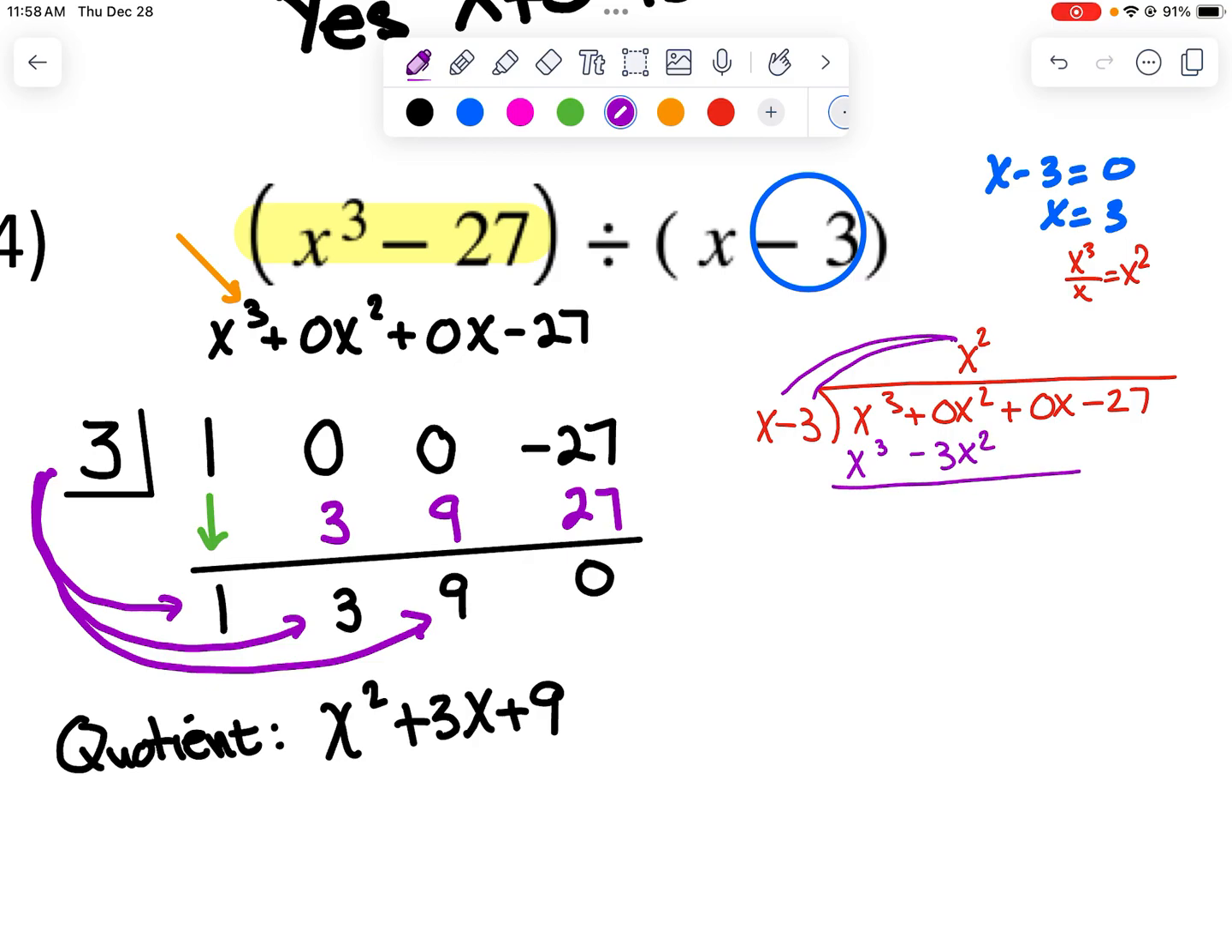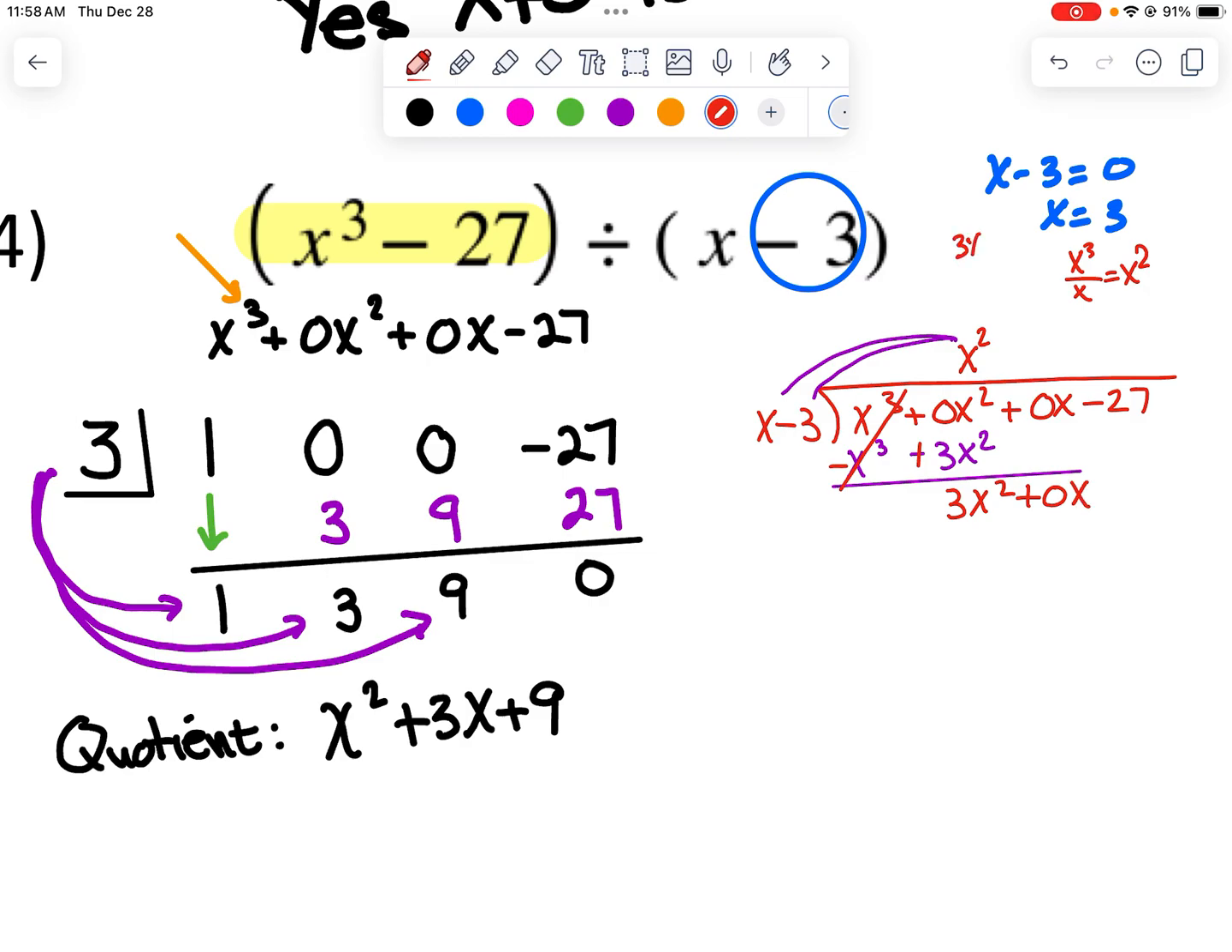Then we put our equals bar. Then we subtracted. So x cubed minus x cubed canceled out, and 0 minus an already negative gave you a 3x squared. Then you write down the next term, and then you started over again.